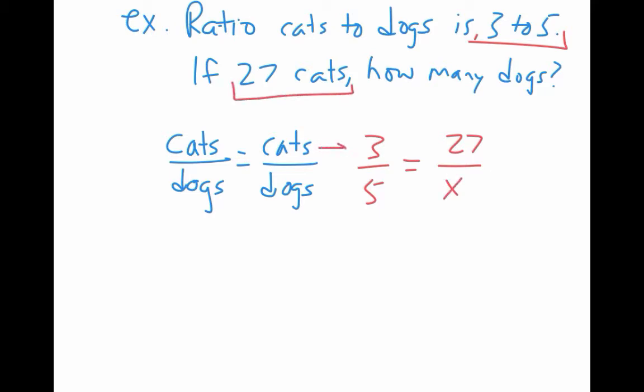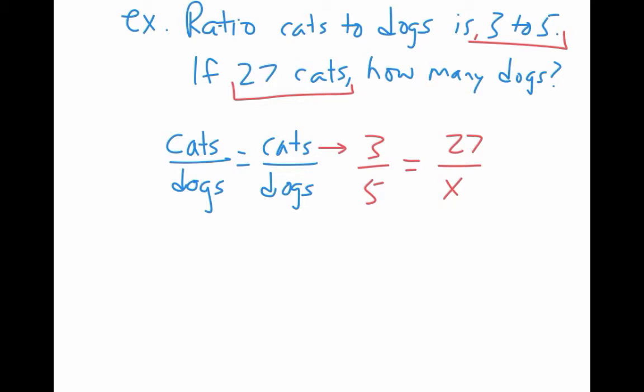So if you notice, the reason I wrote the 2 fractions there is just to show that cats always has to be in the numerator. That's probably one of the most common mistakes people will make, is they'll have the number of cats be in the numerator of one, and then they'll have the number of cats be in the denominator of the other. You need to have the same quantity in the numerator both times. Is that fair? Okay. So 3 over 5 equals 27 over x.